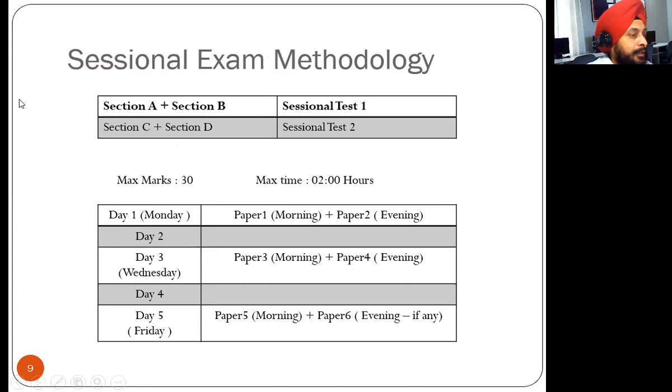So this is your sectional exam methodology. Sections A and B will be the syllabus for sectional test 1. Sections C and D will be the syllabus for sectional test 2. If the sectional test is offline, the mode of the examination is 2 examinations per day, with a gap between the days of the examination for your preparation. It will carry 30 marks and the maximum time will be 2 hours.